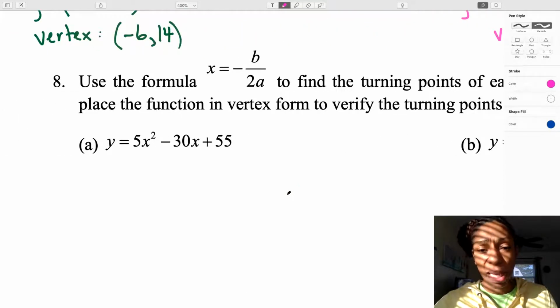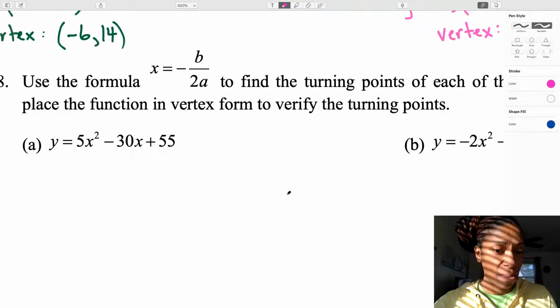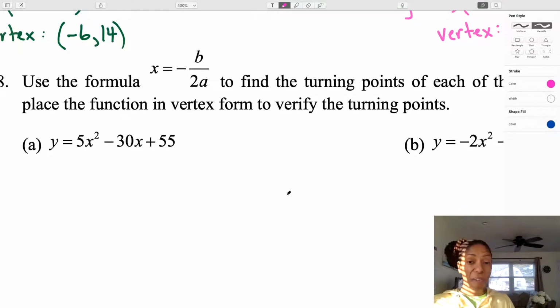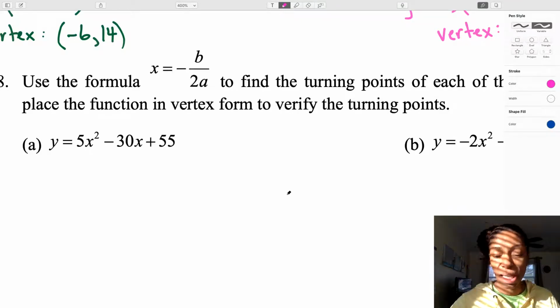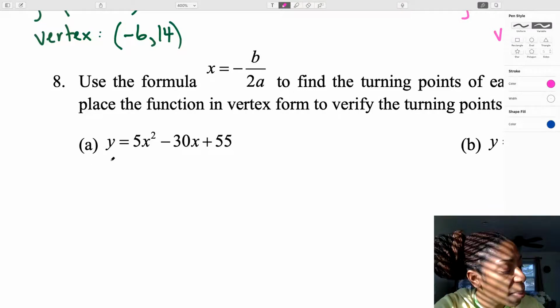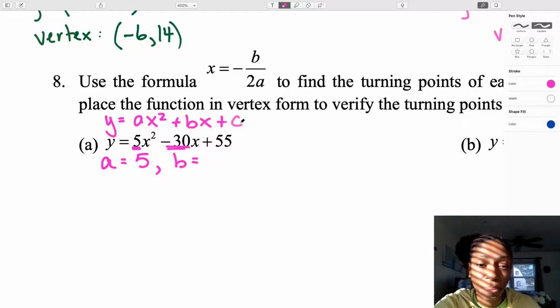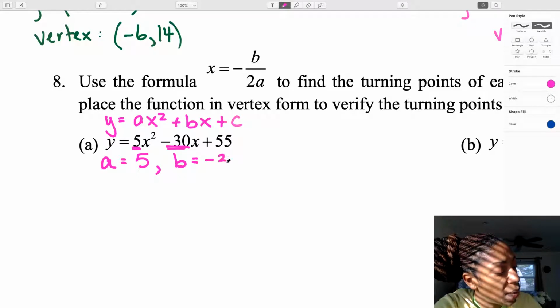Use the formula x equals negative b over 2a to find the turning points of each of the following quadratic functions. Then place the function in vertex form to verify the turning points. All right, let's do it. So first, let's use the formula x equals negative b over 2a. So what is my a? A is the coefficient of x squared, 5. And what is b? B is the coefficient of x. It comes from standard form, y equals ax squared plus bx plus c. So b is negative 30.